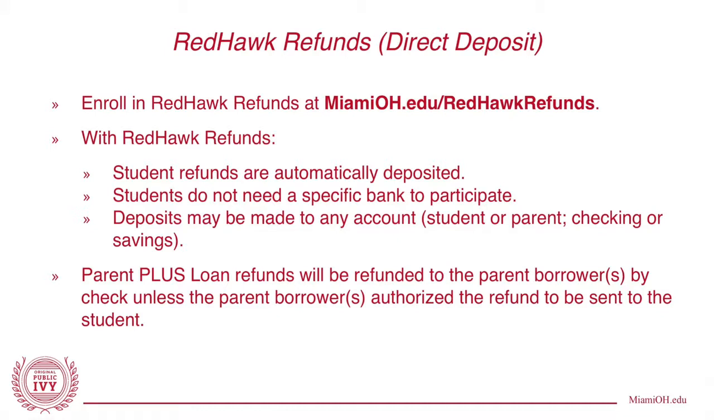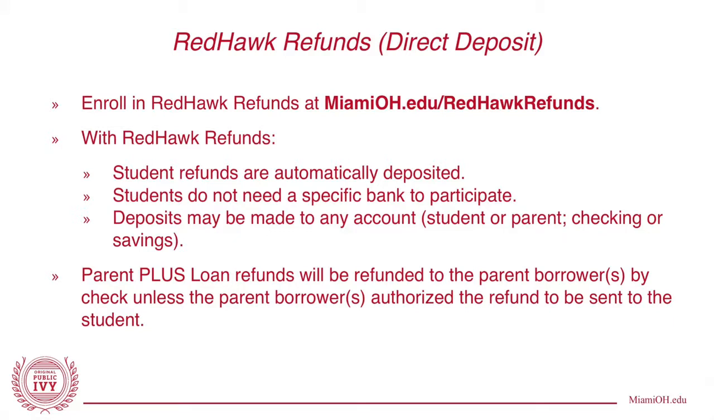Parents or guardians will not receive any credits to the student's account, no matter how many payments they may have made. If students want the credit to go directly to the parent or guardian's account, they can use the parent's account information on Red Hawk Refunds. Parents are unable to sign up for Red Hawk Refunds to receive credits from Parent Plus loans.